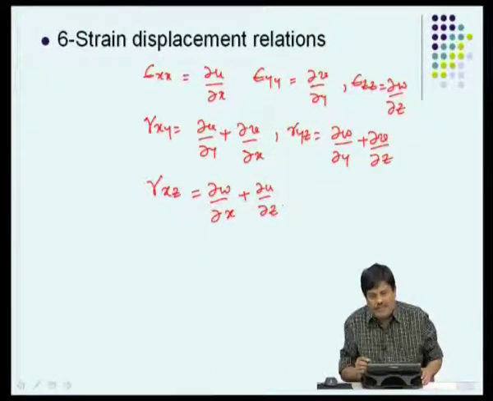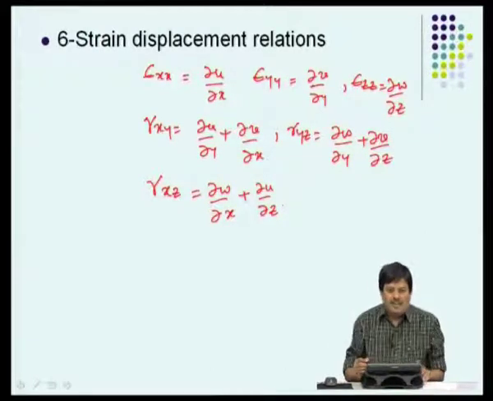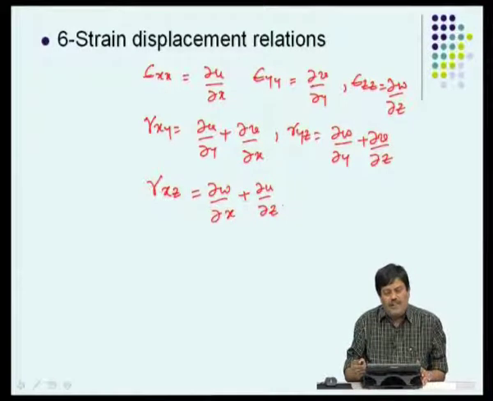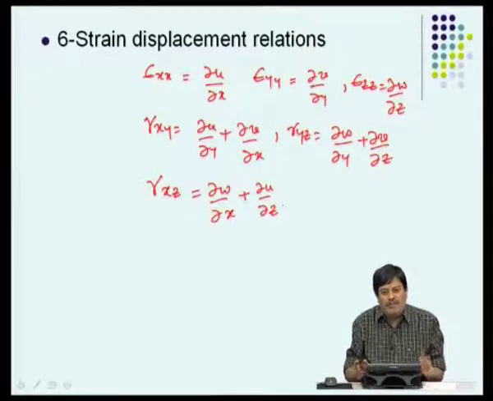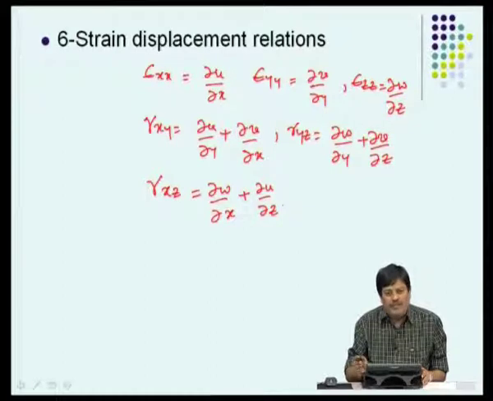So, we have 6 strain displacement relationships. So, in all we have about 15 equations for determining the 15 unknowns.